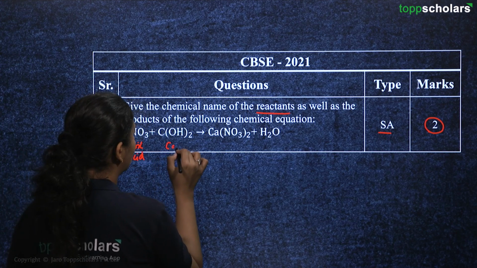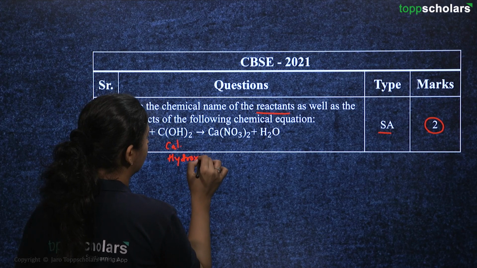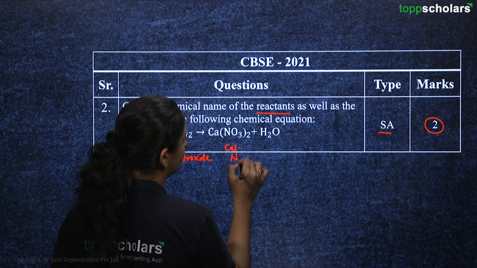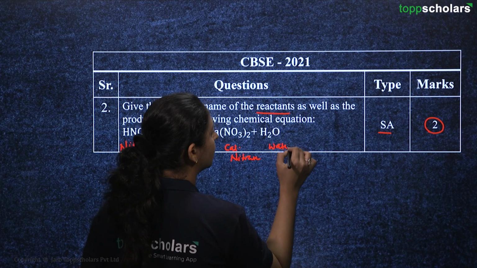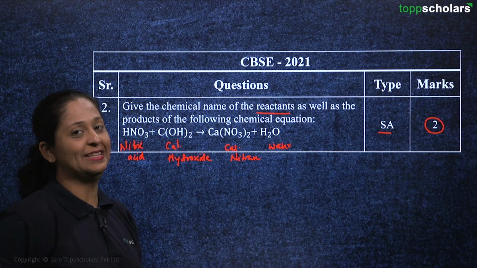This one will be your calcium hydroxide, producing calcium nitrate along with water. Just write down the names and you will be getting 2 easy marks for this question.